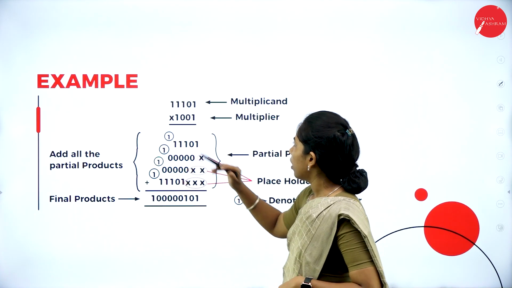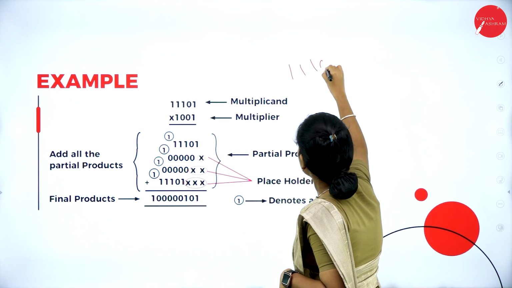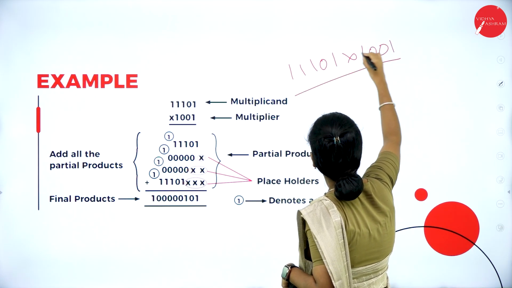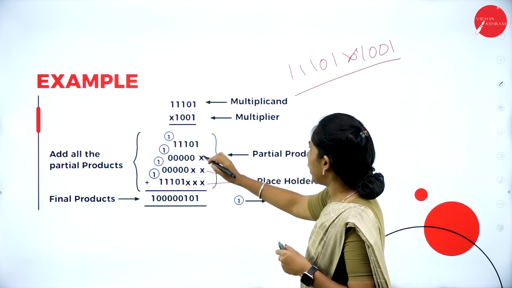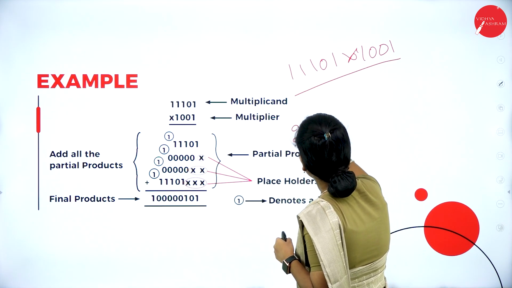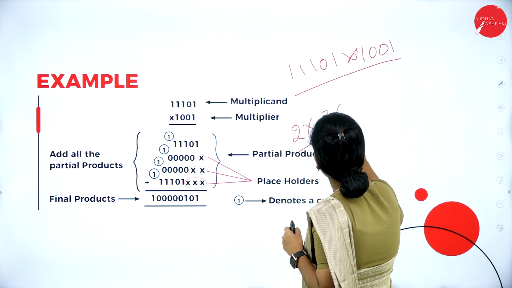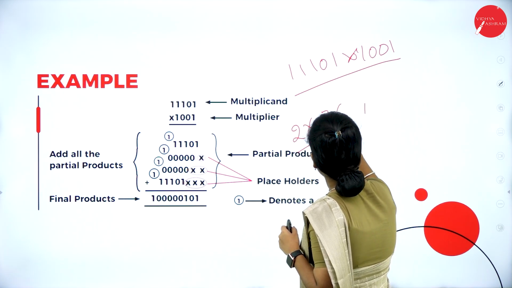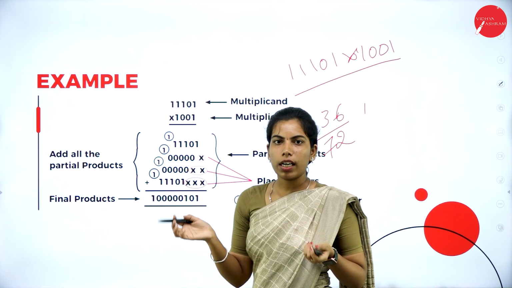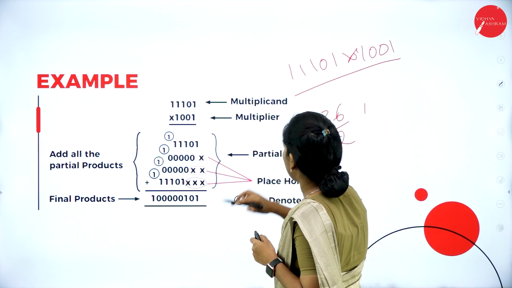So here you can see the examples. We have to multiply 11101 into 1001. So I have to multiply. Like normal multiplication, for example, I have to multiply 2 into 36. So what is the value? 6 into 2 is 12, 1 is carry, and again 3 into 2 is 6, plus 1 is 7, so 72. Right? This is how you do normal multiplication.